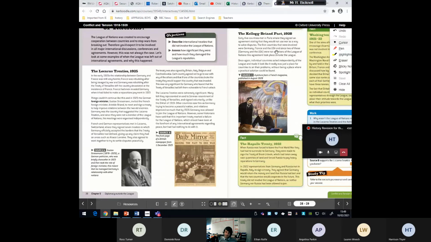The Locarno Treaties, actually, there was more than one. But this was, again, something which was very, very good for the world, but very bad for the League. So the Locarno Treaty focused on Germany and France. The French Foreign Minister invited the German Foreign Minister to meet to sign a treaty to help improve relations between the old enemies. Now, what a great thing that they did.